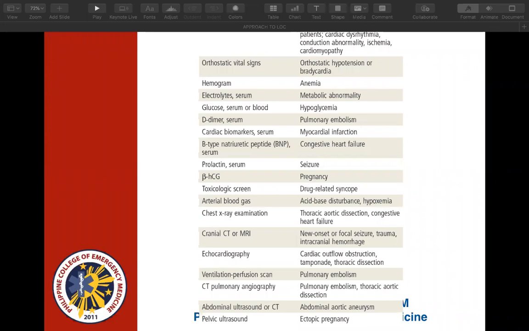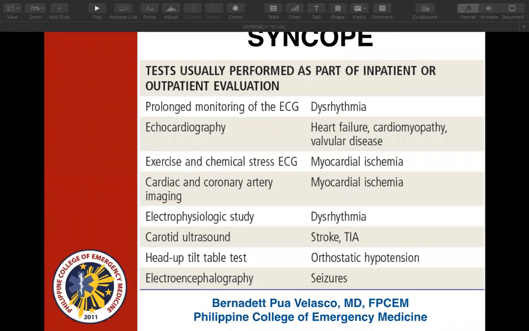So depending on the history that you got from the patient or the witnesses and your physical examination. Of course, for female patient in the reproductive age, you always think of ectopic pregnancy as causing a hypovolemia and leading to shock that may cause the syncopal attack. So these are the summary of the tests that we can do to a patient presenting with syncope.